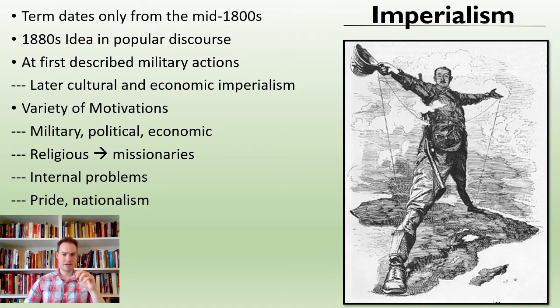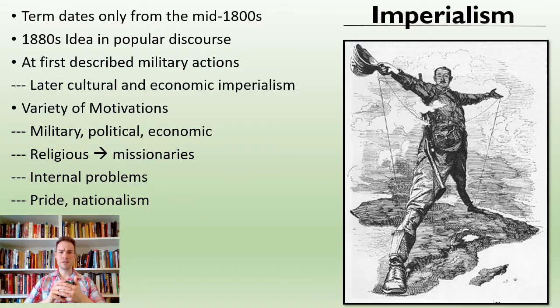At first, it's describing military actions. So the military would be an imperial force, or you might talk about the imperialistic nature of the British Army, or the British Army enforcing an imperial world. But later, it starts to transition into a cultural and economic term. So you can talk about cultural imperialism, economic imperialism. What does all that stuff mean? It's pretty expansive and covers a lot of ground that we'll get to.